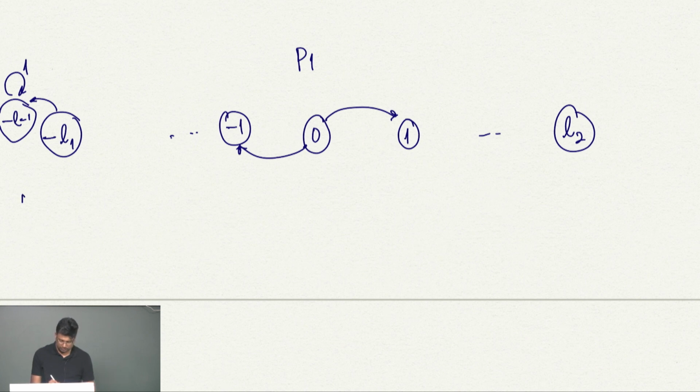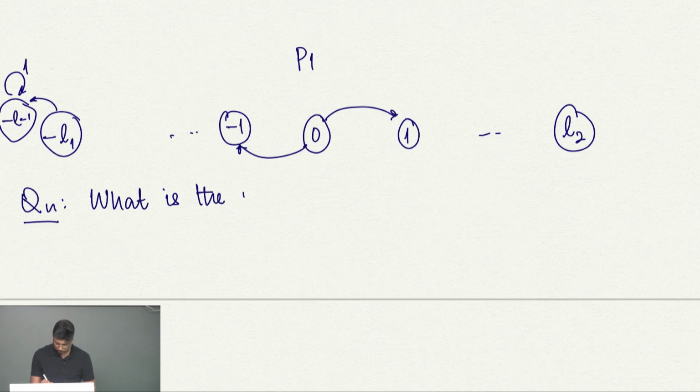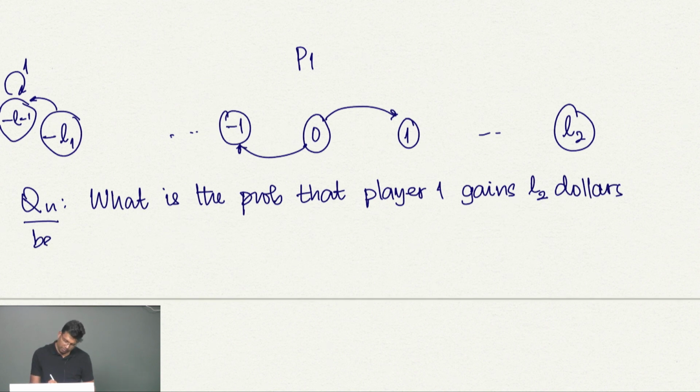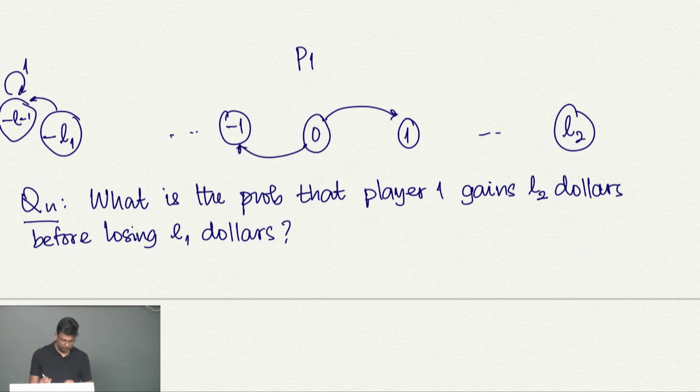So the question here is: what is the probability that player 1 gains L2 before losing L1? The probability in either direction is, say, half.